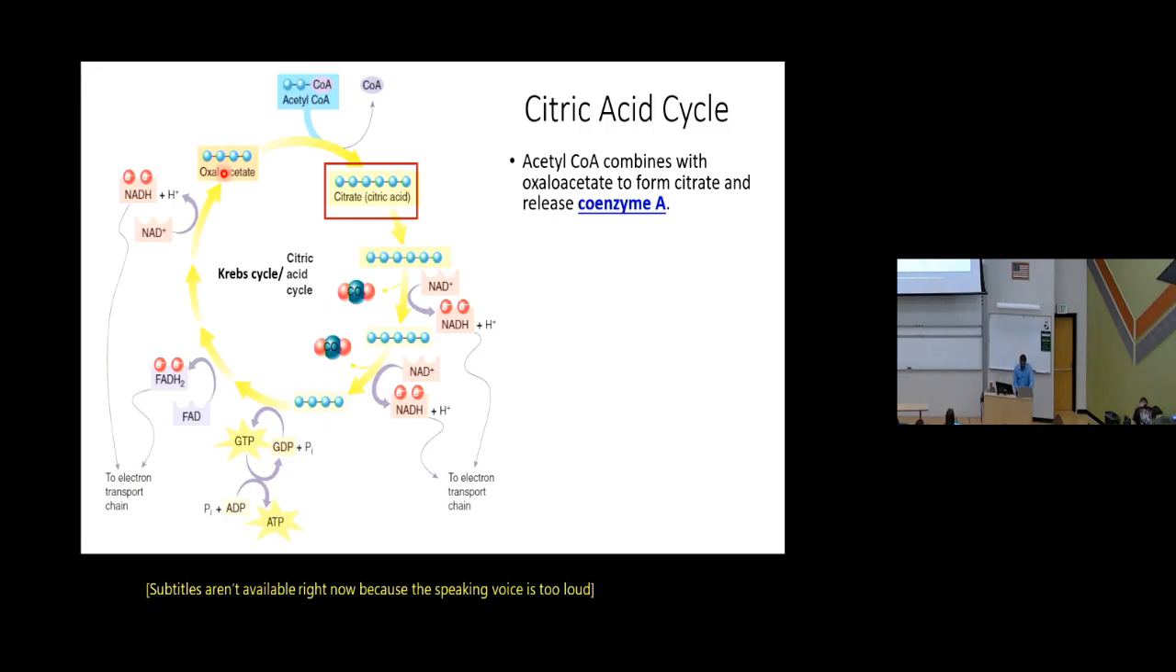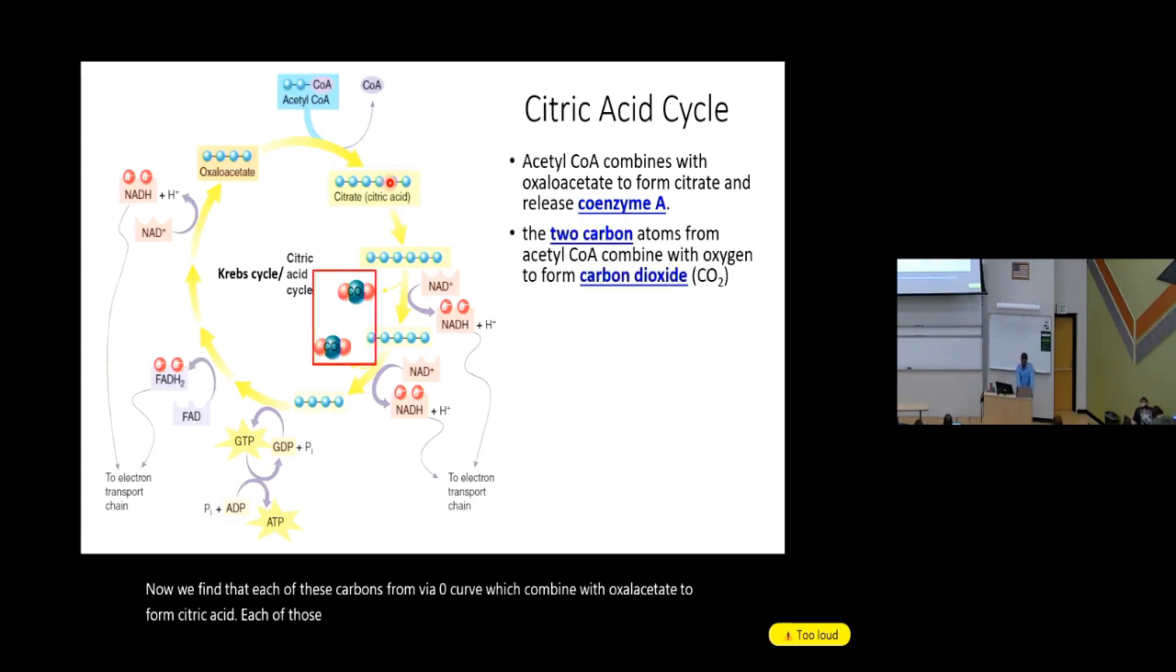Yes? Okay. Now we find that each of these carbons from the acetyl-CoA, which combine with oxaloacetate to form citric acid, each of those carbons will be lost as carbon dioxide. So you see, every single carbon atom which was found in that glucose molecule in the first step of glycolysis has all been converted into carbon dioxide, right? So I hope this explains why we need oxygen and also why carbon dioxide is being produced. As we go further down in these pathways, we'll see another important role for oxygen as well.